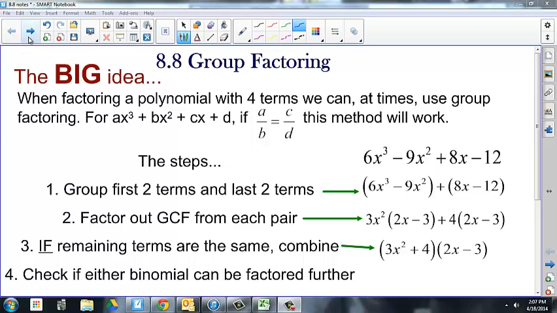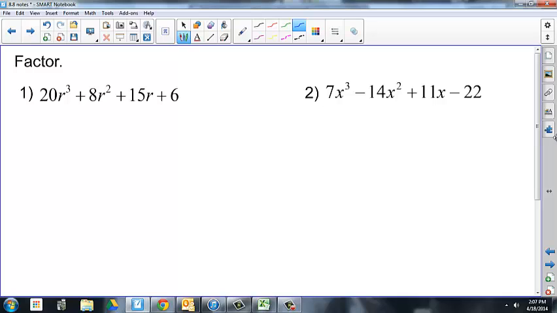I'm going to let you read some of the rules down there, the steps. We will actually be walking through those on each problem, so rather than read them all to you now, I'm going to just start working on the problems. So number one, first things first, put the first two terms in a group and the last two terms in a group.